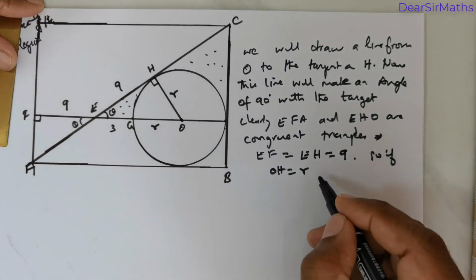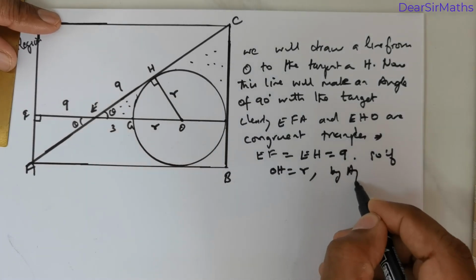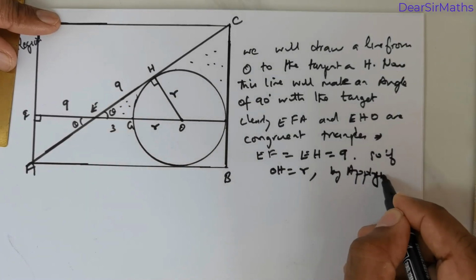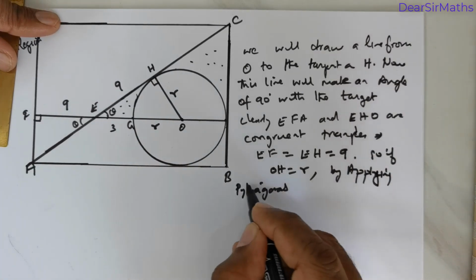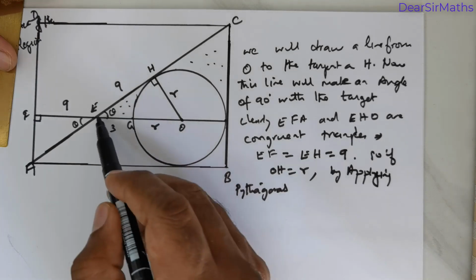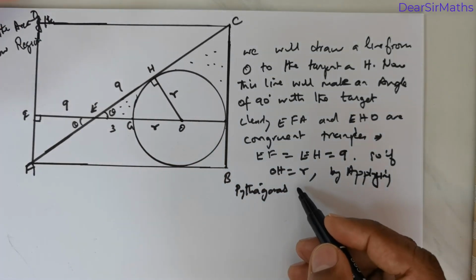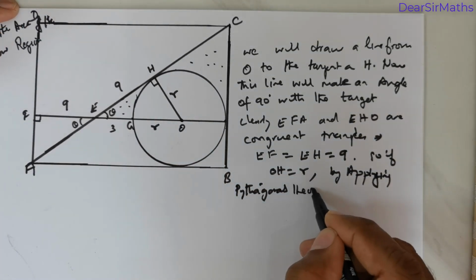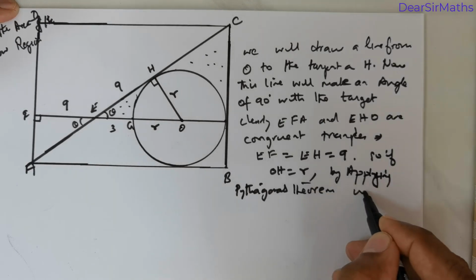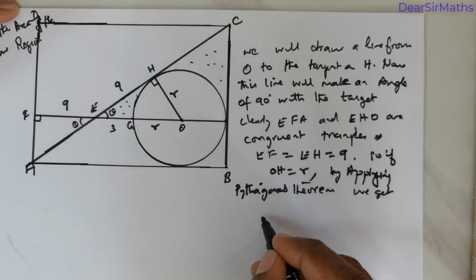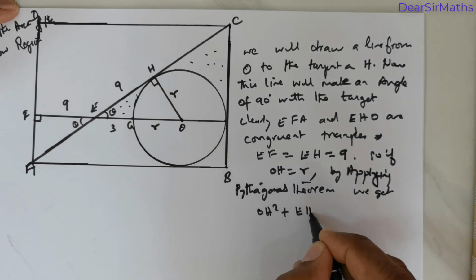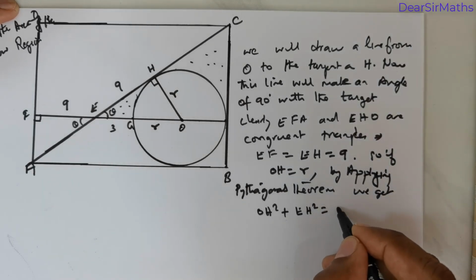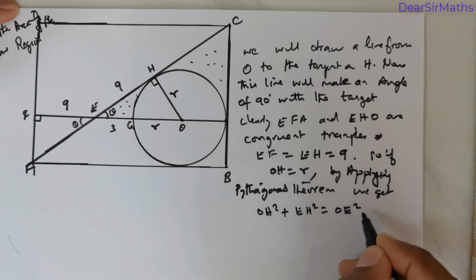and by applying Pythagoras, why do we apply Pythagoras? Because OHE is a right angle triangle. So by applying Pythagoras theorem, we get, what do we get? OH squared plus EH squared is equal to OE squared.